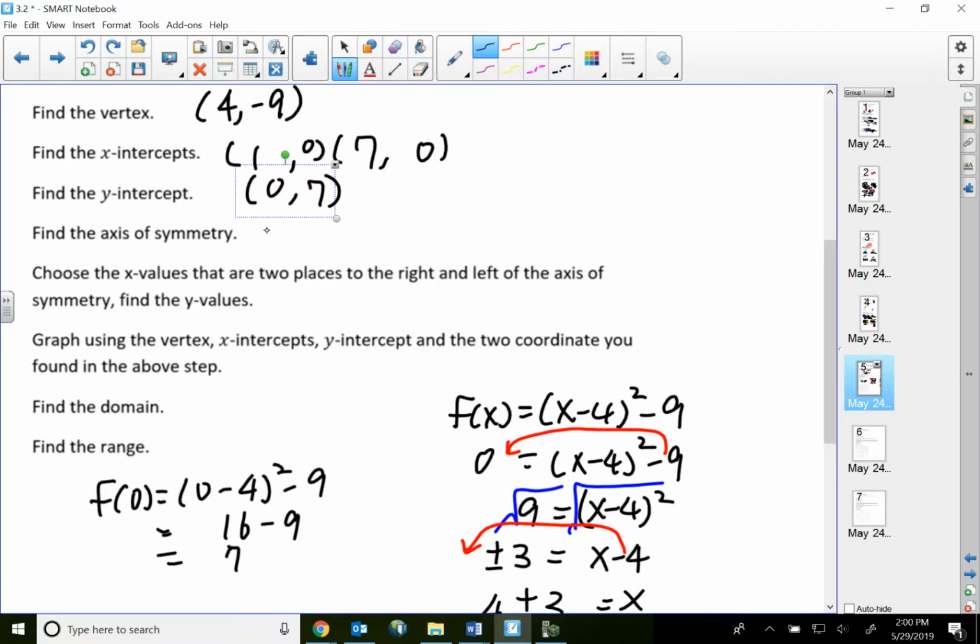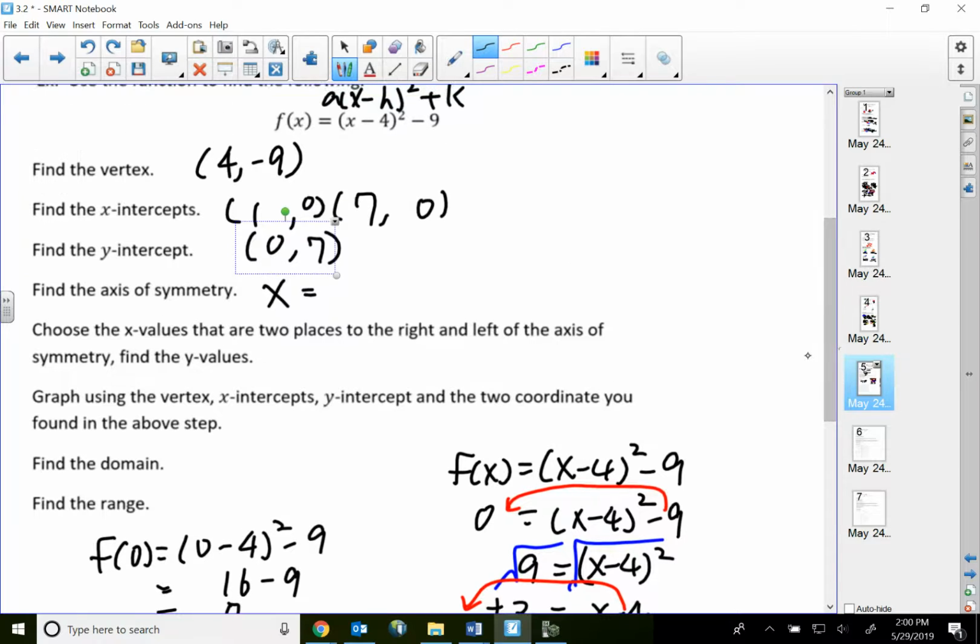The axis of symmetry is the vertical line that cuts through my parabola. The only point that the axis of symmetry touches is the vertex. Since it's a vertical line, we will write it as x equals 4. Once it hits the vertex, the equation of the vertical line is always equal to a number, and that number has to be the same as the x value of the vertex.